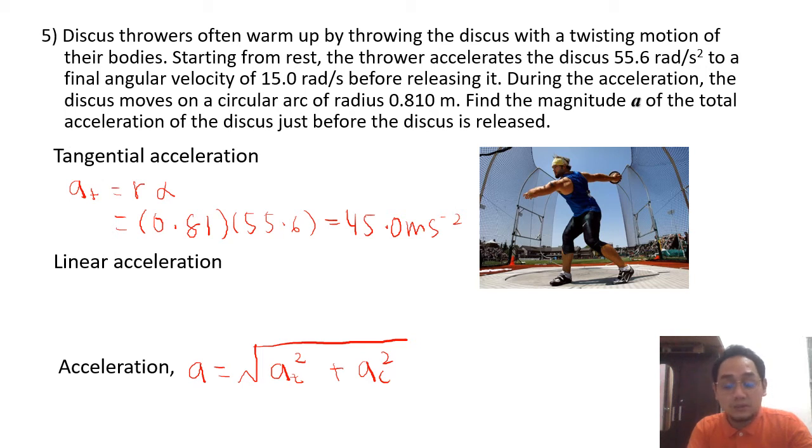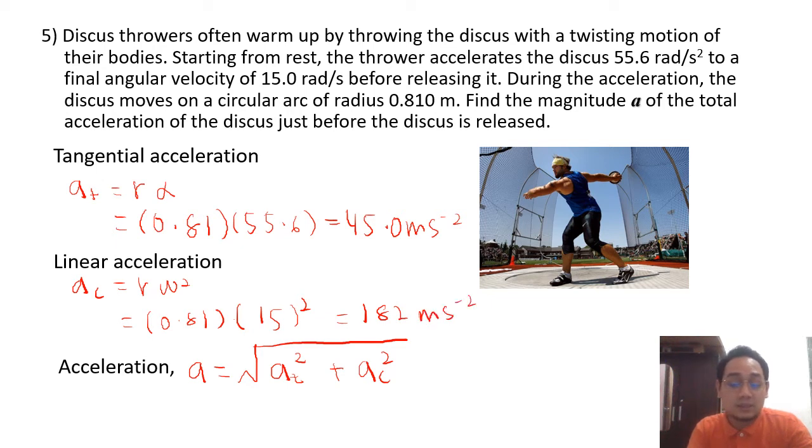As we all know, the formula for linear acceleration is a_c equal to r omega squared. Okay, a_c equal to r omega squared. So the value for r is 0.81. The value for omega is 15, 15 to the power of 2. Okay, so calculate the value. We will get 182 m/s^-2.